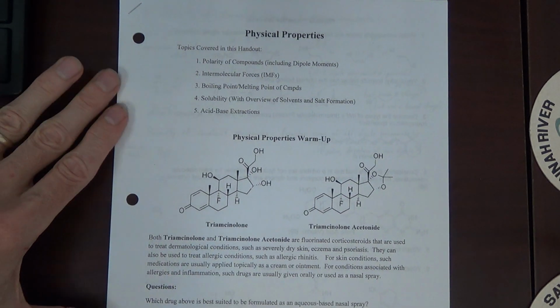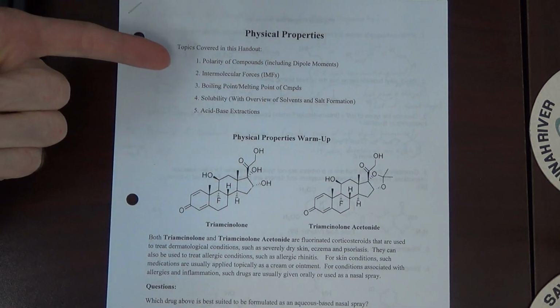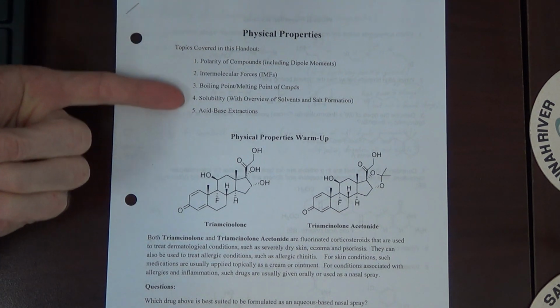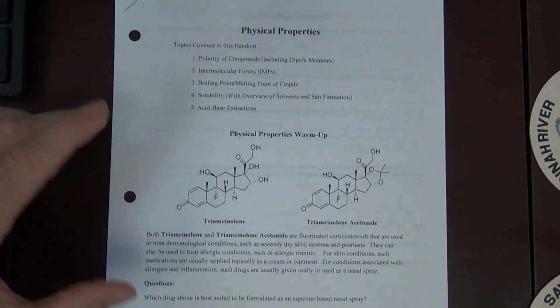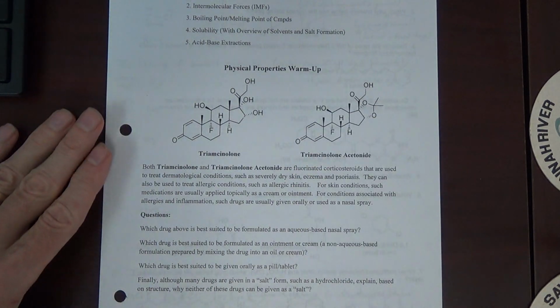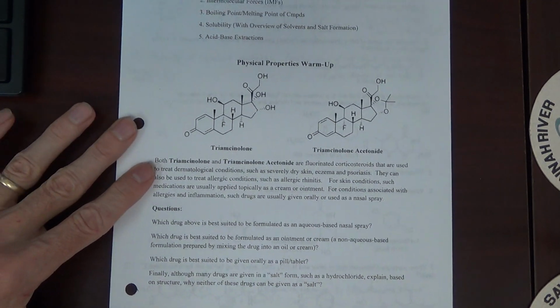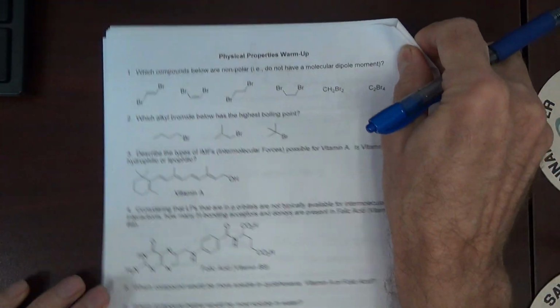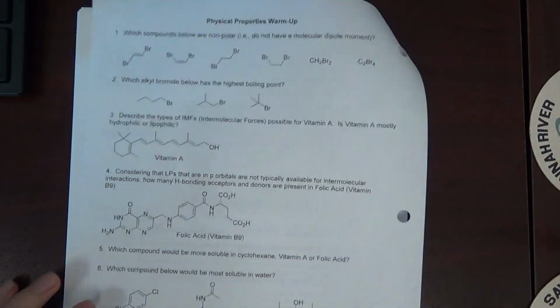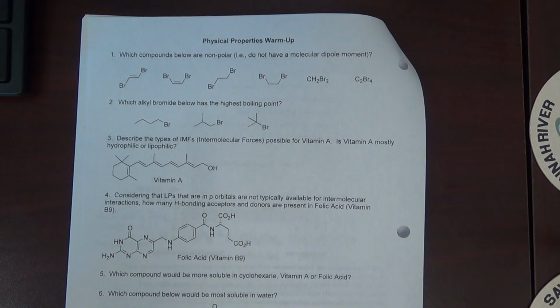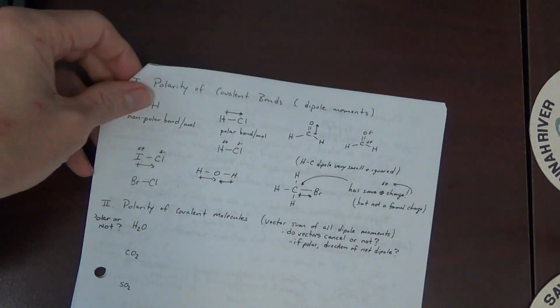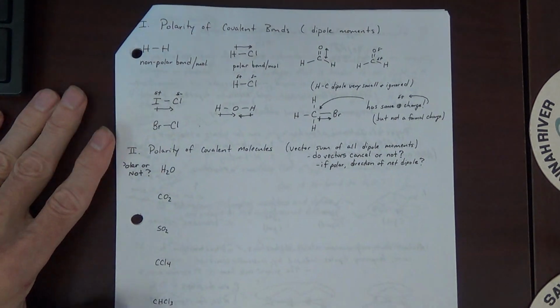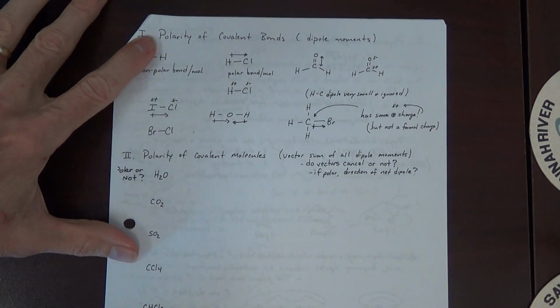This handout begins with an overview of the topics to be covered. Please make sure you know what's in the handout. And then some warm-up questions. There's some additional warm-up questions on the backside there. And then we have polarity of covalent bonds.